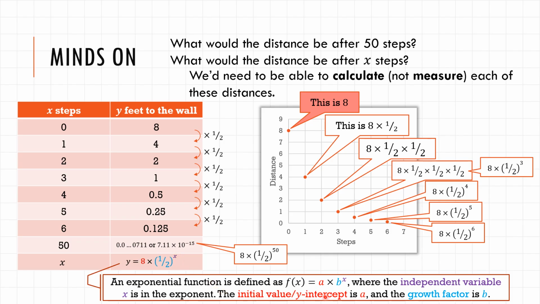The initial value, or the starting point, or the y-intercept, is easily found by just a, whatever that a value is. That is the number in front of the multiplication of the power. And we call the number that we're actually multiplying either the growth factor, if it's more than 1, or the decay factor, if it's less than 1. And we can see that the reason we call it the decay factor is because our values are decaying. They're going down, they're decreasing as the number of steps, or as the independent variable, increases.